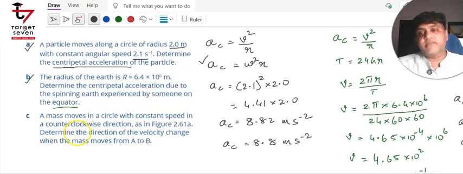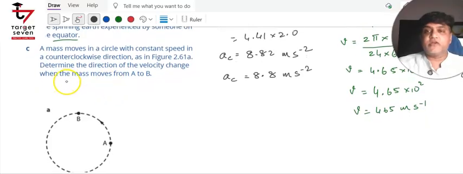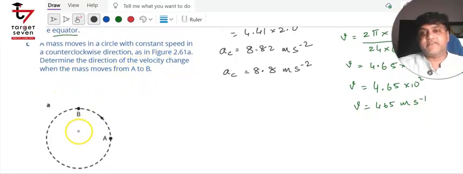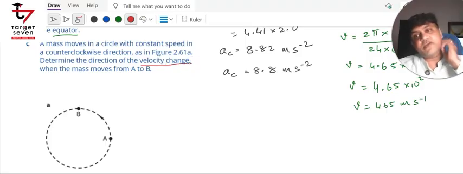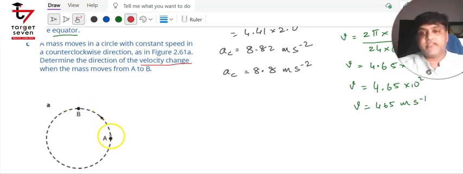Moving on to the third bit here, a mass moves in a circle with a constant speed in a counterclockwise direction as shown in the figure. Determine the direction of the velocity change. They're not asking us to determine the velocity, they're asking us to determine the change in the velocity when the mass moves from A to B. So at the point A, am I allowed to say that the direction of velocity is going to be tangential, therefore vertically upwards?